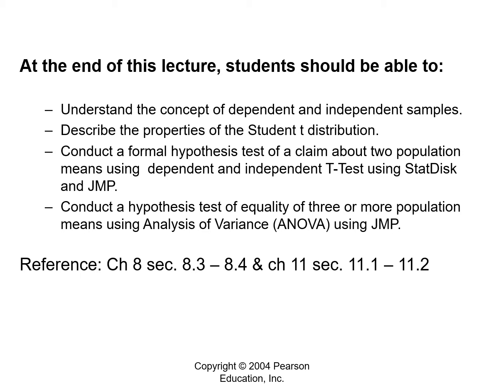That means you are not going to manually calculate the statistics of the t-test. Instead, we are going to use JMP, for example, or StatDisk to generate the results of the t-test. Number four, conduct a hypothesis test of equality of three or more population means using analysis of variance, ANOVA, also using the statistical software JMP. Again, we have four learning objectives. Two of them are theoretical and two are theoretical and practical.